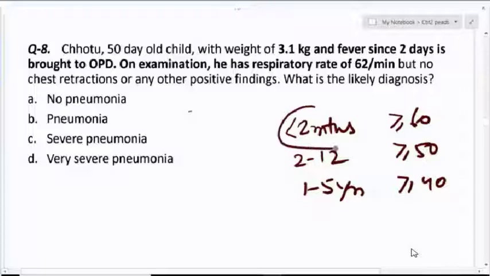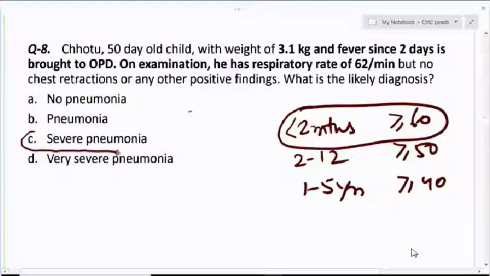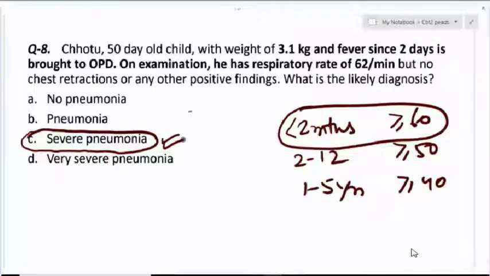Now remember, less than 2 months, any tachypnea is severe pneumonia. Since this patient has no distress, this is not very severe, this is severe pneumonia. So remember, less than 2 months, any tachypnea will be severe pneumonia. And if he has danger signs like severe malnutrition or convulsions, then we'll label it as very severe pneumonia.